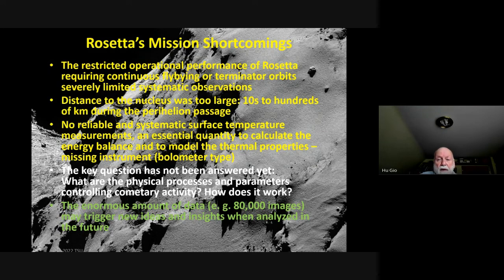The shortcomings, I think, of Rosetta: the restricted operational performance of Rosetta, requiring continuous flybying and terminator orbits, severely limited the systematic observations. I mean, we had been 2 years at the comet. The distance to the nucleus was too large. It was considerably larger than anticipated. In the beginning, it was tens and hundreds of kilometers rather than a few kilometers as originally promised.